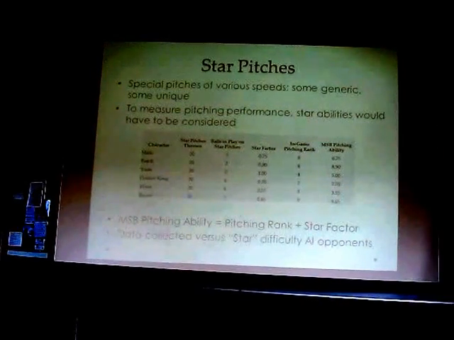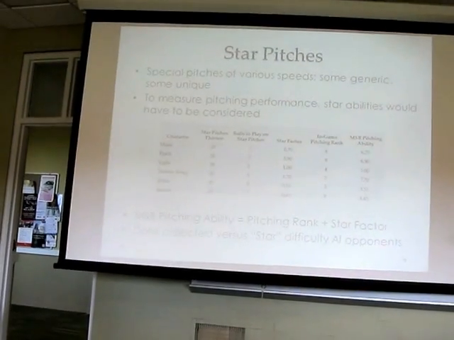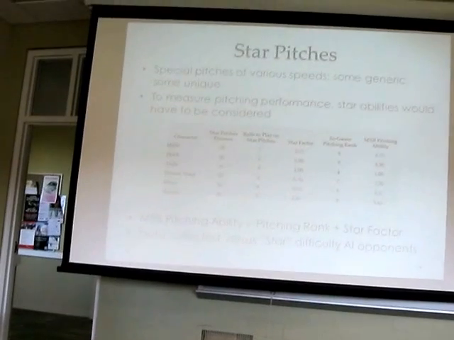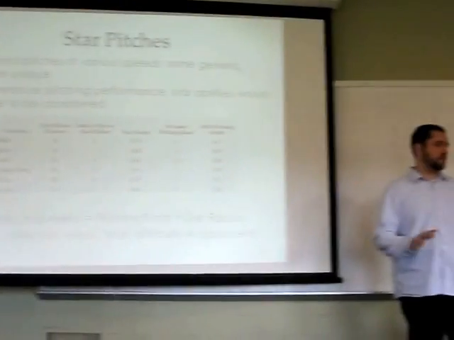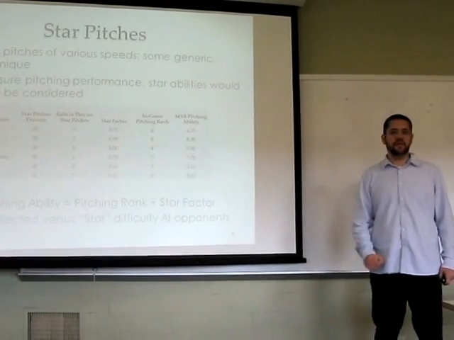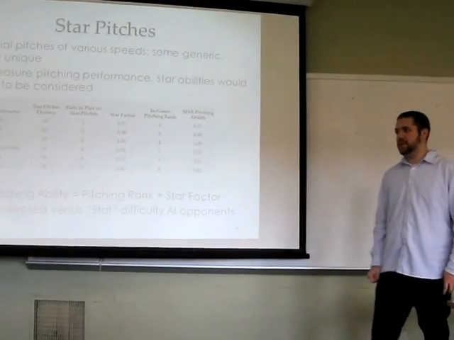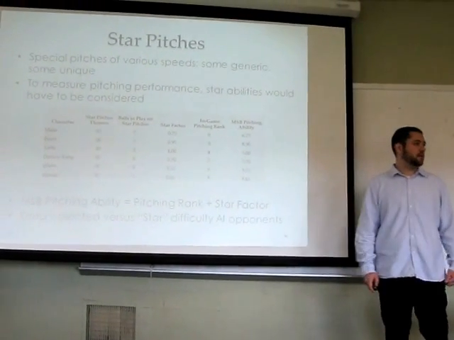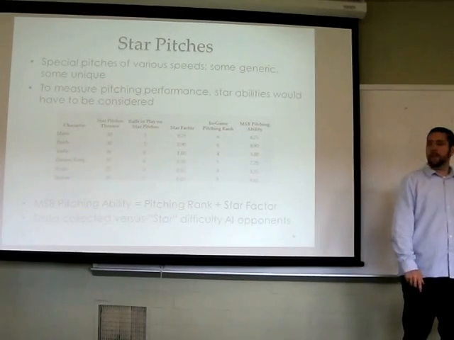Note that this is all versus star difficulty AI opponents, so it's the 3rd out of 4 difficulty levels, the 3rd hardest. It would probably not apply to human players, because a lot of deception-based pitches don't really work against the computer, whereas a hard fastball would work against the computer, but a human player would probably be able to pick that up. Good timing. Did you get that data from an official document? We got it from the official game, yeah.